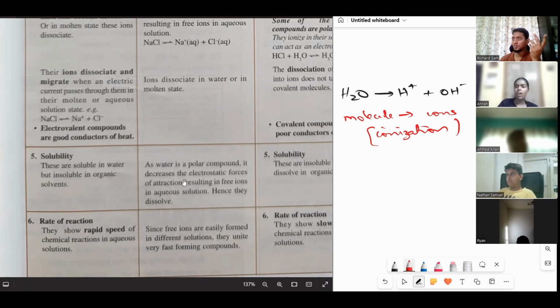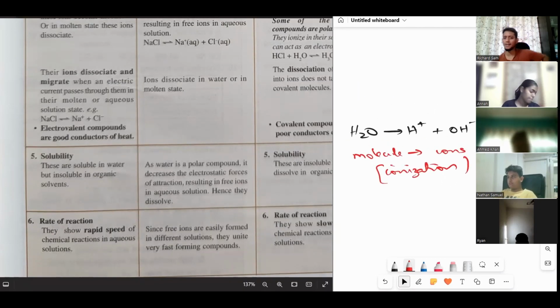Ammonia and water. They were the two polar compounds. So here water is a polar compound, and because of that it decreases the electrostatic forces of attraction. See, there's charge distribution. In water, hydrogen is positive and the oxygen side is negative. If you see the structure, they have hydrogen on both the sides and you have oxygen in the center.